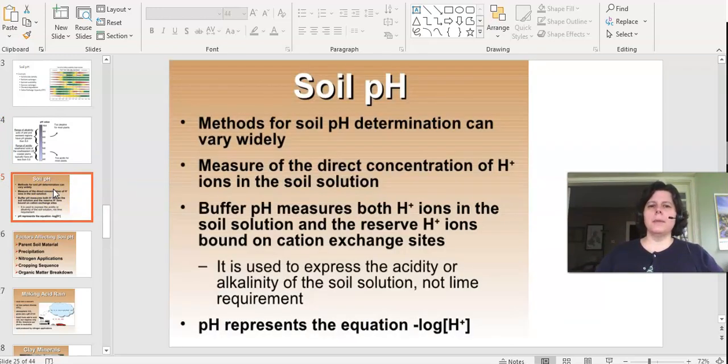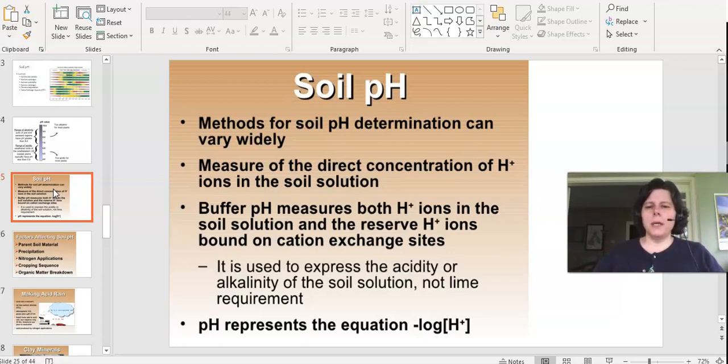Soil pH, like I mentioned before, the methods vary widely. If you're ever doing a research project on this, you should stay with the same method so that you can compare and contrast your results with everything else. So as long as you're consistent, it's better. Soil pH is the measure of the direct concentration of H+ ions in the soil. Like I said, there are some dry probes, but they look at that H+ concentration. Usually you mix some sort of ratio of soil to water in there.